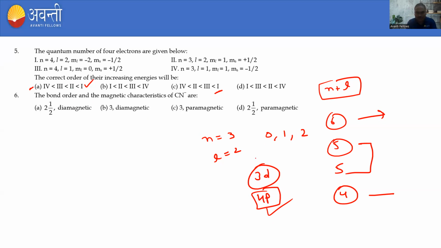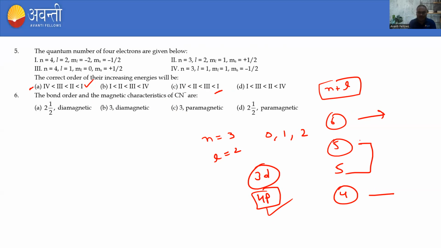So the correct order is: 1 is the maximum, then comes 3, then comes 2, and then comes the first one. So the correct option for this question is C. Everyone got it? Maximum energy. They are asking the correct order of increasing energy.